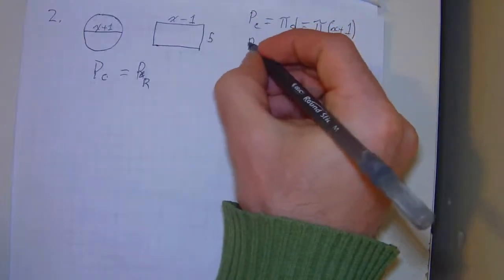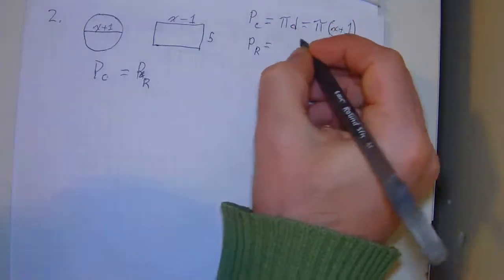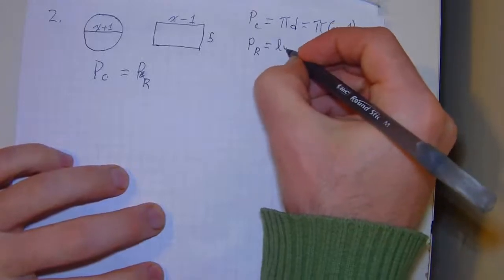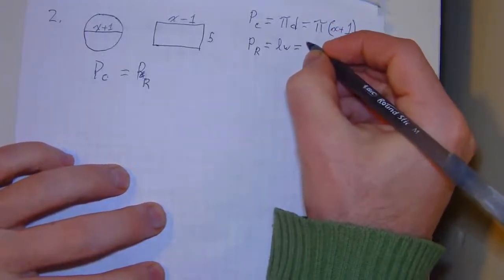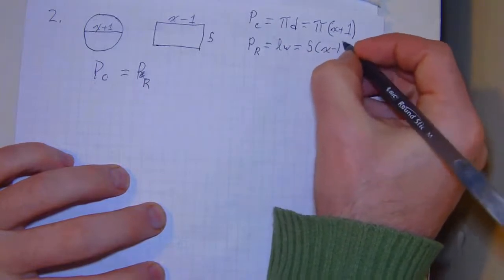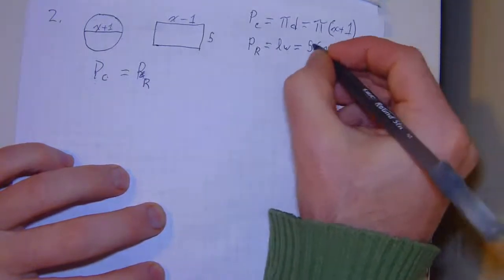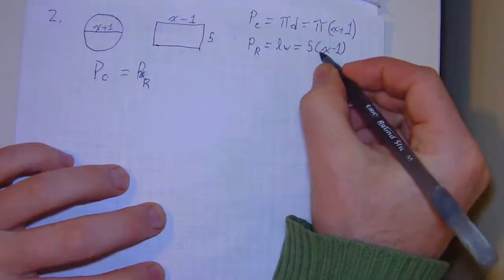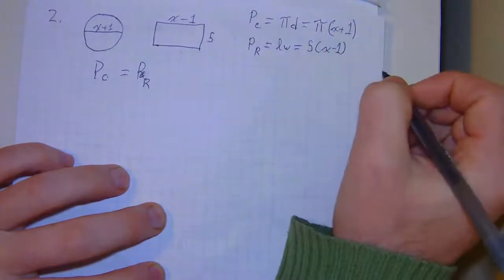For the perimeter of the rectangle, well, it's length times width. And in this case, that is 5 times x minus 1. And again, I have to use brackets here because I want the 5 to multiply the whole x minus 1, not just the x.